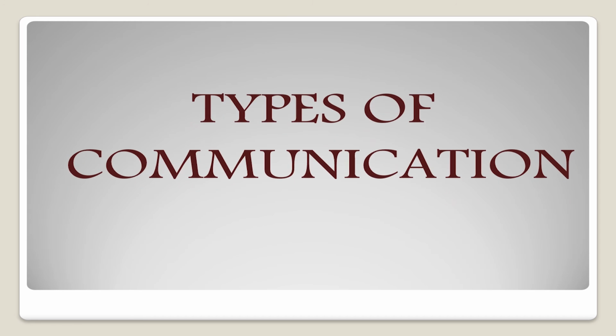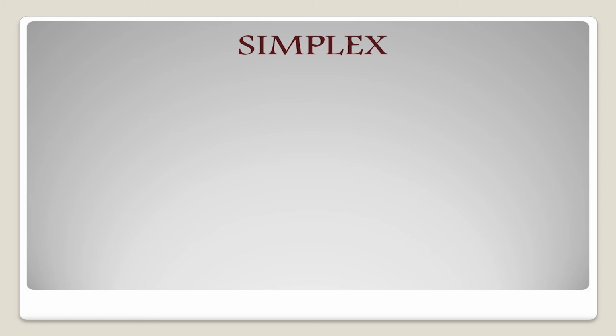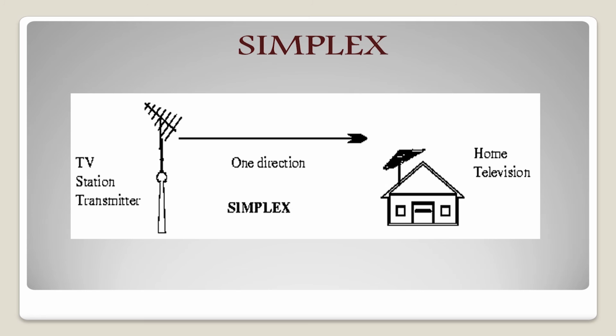Types of communication. Data flow communication between two devices can be simplex, half duplex, or full duplex. Simplex. In simplex mode, the communication between two nodes is unidirectional, as on a one-way street. Only one of the two nodes connected on a link can transmit data on the link. The other node can only receive the data. Keyboards and traditional monitors are examples of simplex nodes.